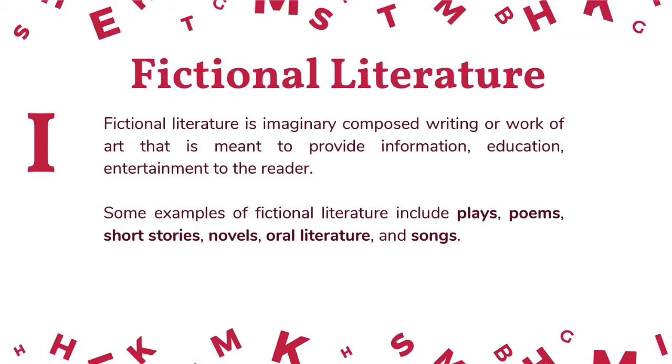Some examples of fictional literature include plays, poems, short stories, novels, oral literature, and songs. Plays belong to drama, poem belongs to poetry, short stories and novels belong to story-based genre, oral literature belongs to the act of reading poems, and songs. And you have to know songs.